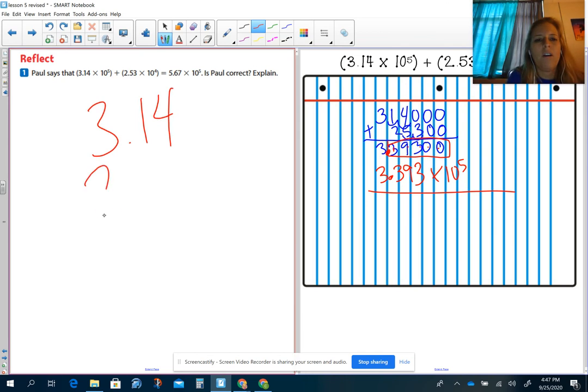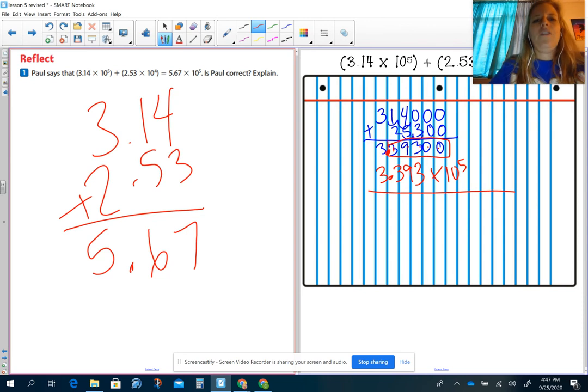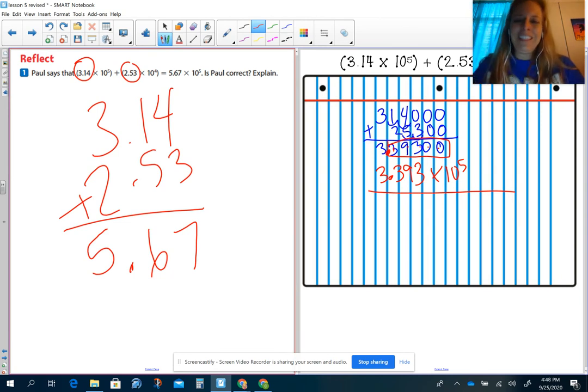So did Paul just straight up add his numbers? Let's see. 7, 6 point. Oh, that's silly, Paul. Did y'all catch that? Did y'all catch that he just added these two numbers and he didn't do what we did and we converted it? Yes, I'm so proud of y'all.